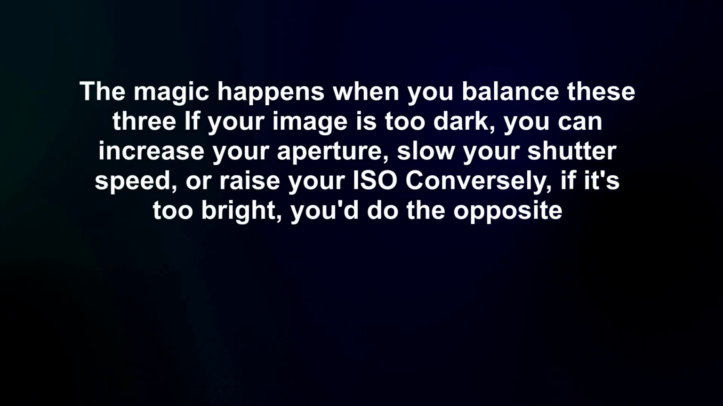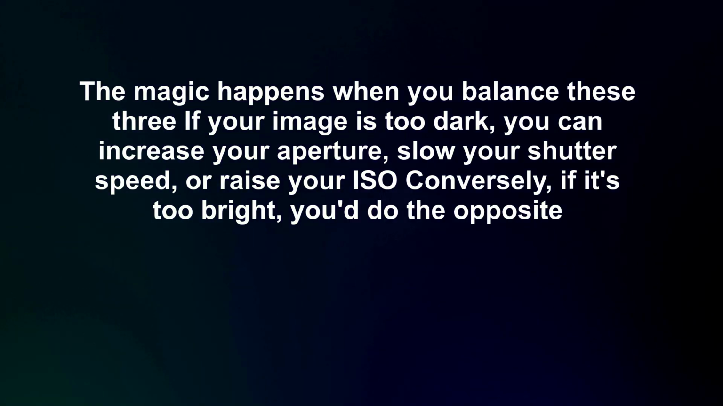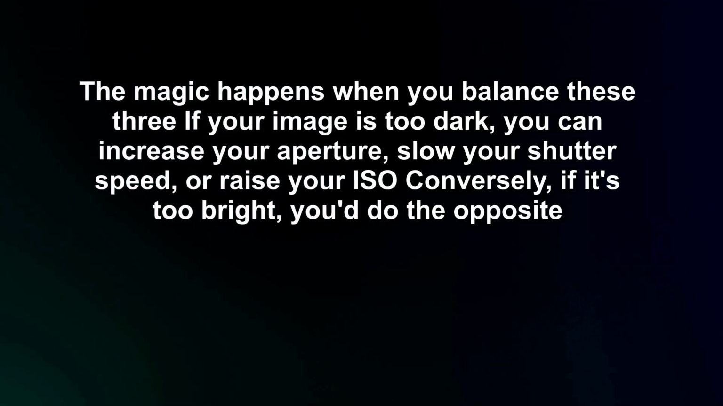The magic happens when you balance these three. If your image is too dark, you can increase your aperture, slow your shutter speed, or raise your ISO. Conversely, if it's too bright, you do the opposite.